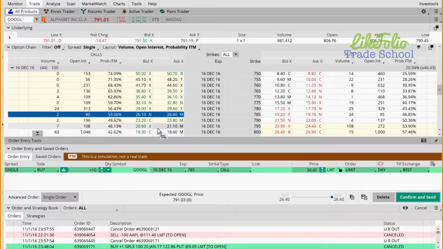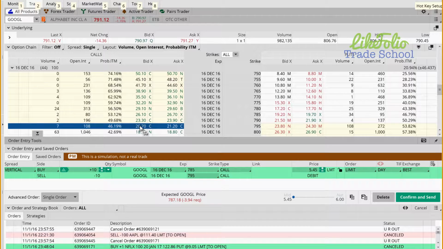and then we want to hold the control key. So we clicked the ask on the 785, and then I'm going to hold the control key on my keyboard, and then I'm going to left click the bid on the 795. So we're wrapped around the money. We bought a 10-point wide call spread here, whereas in the case of Netflix we did a 5-point wide put spread. So this one's a little bit wider. You can see the debit is $5.45.